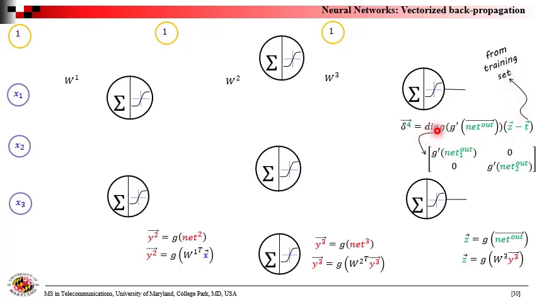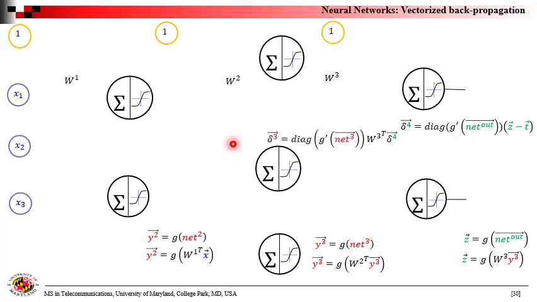When I write the word diag, I mean a diagonal matrix where everything is 0 except the diagonal, and the diagonal has the elements of this vector. So this would be g prime of net out 1 and g prime of net out 2. And this is a 2 by 1 vector and a 2 by 1 vector. So when you pre-multiply it by this diagonal matrix, you're going to get a delta that is a 2 by 1 vector.